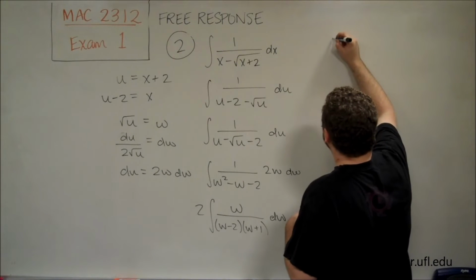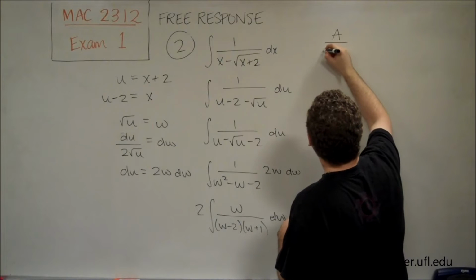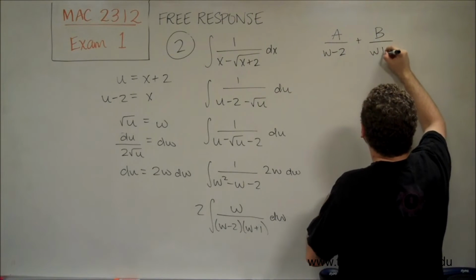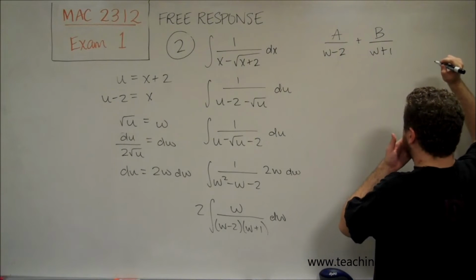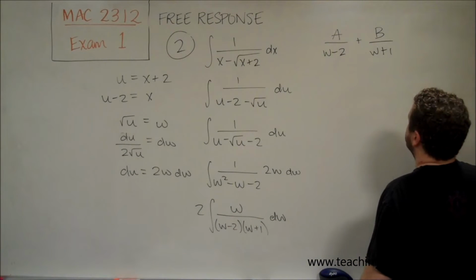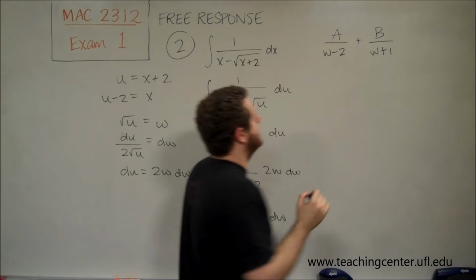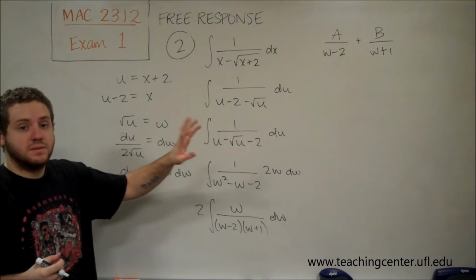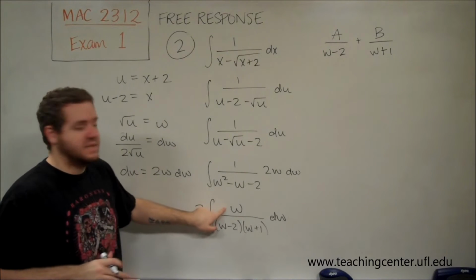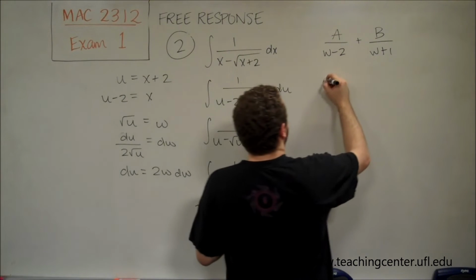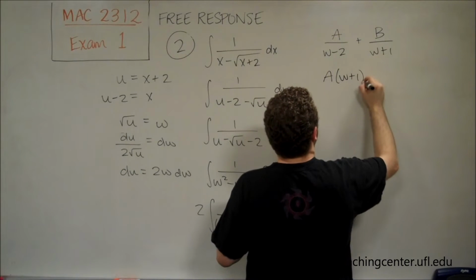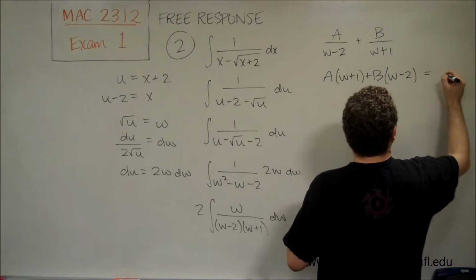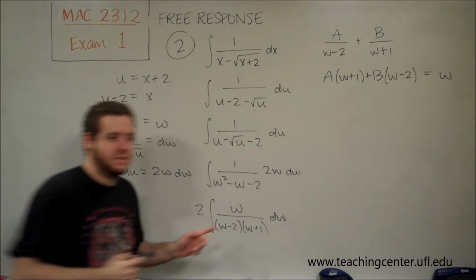So what we're going to do is a over w minus 2 plus b over w plus 1 has to be our entire thing here. And remember that when we multiply through by the opposite denominators to get our full term, we always set that equal to the numerator. So we get a times w plus 1 plus b times w minus 2. And that just has to equal w because that's what our numerator was.